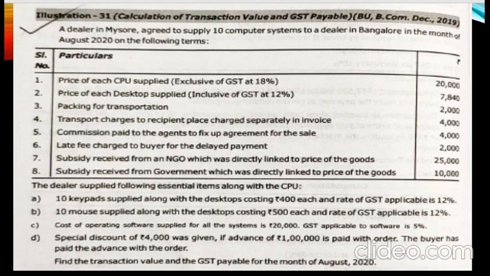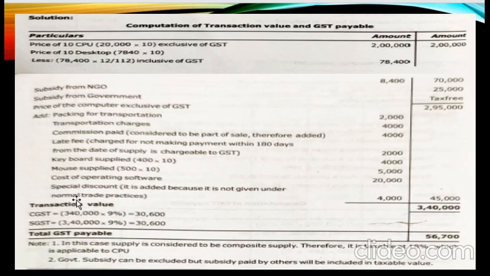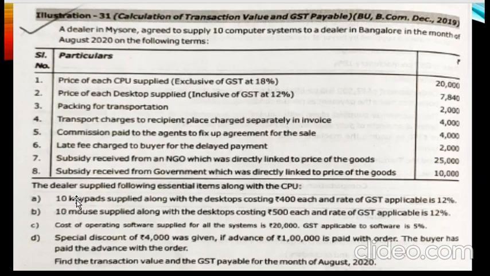So when it is within the state, we will impose two kinds of GST, which is CGST and SGST. 3,40,000 is the total transaction value. The total GST to be imposed on it is 18%, because here it is a composite supply. So as I've told, what is a composite supply? Which is to be supplied along with the goods for the functioning of the primary goods.